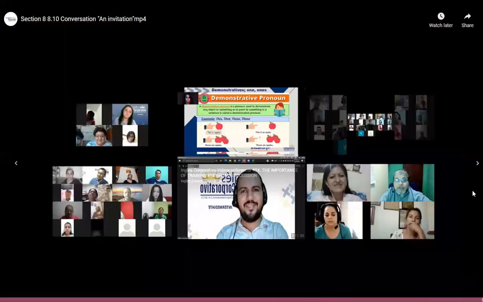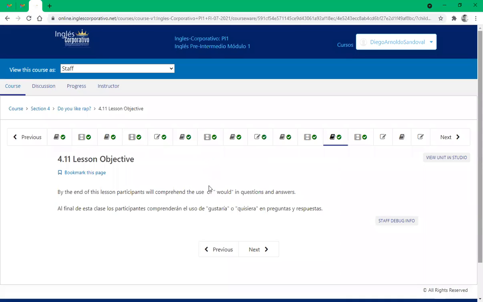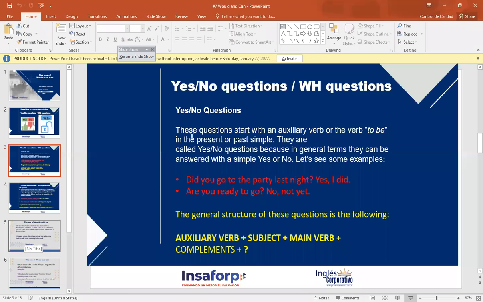Okay, as you could hear, we use would to make offers. Para hacer ofertas, to offer something to somebody else. So, what is he offering to her? Go to the stadium. He's offering going to the stadium to watch a match. So, I have here some more information.